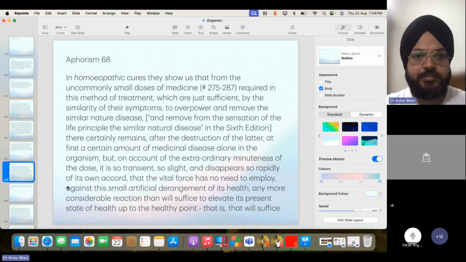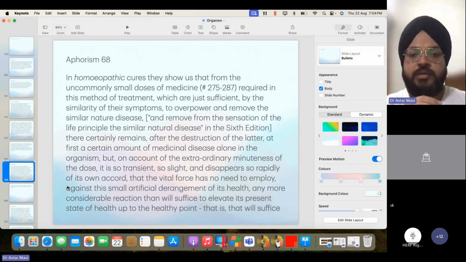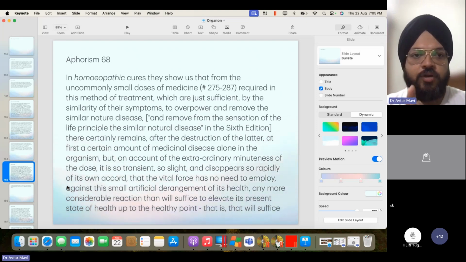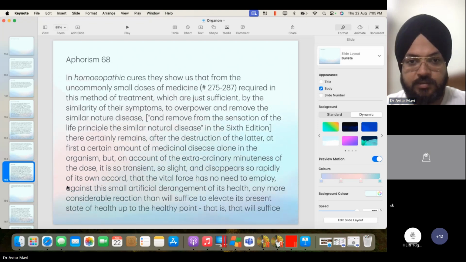So aphorism 68. In homeopathic cures, they show us that from the uncommonly small doses of medicine, we will again talk about this in aphorisms 275 and 287, where we will talk about the doses of the medicines, required in this method of treatment, which are just sufficient by the similarity of their symptoms to overpower and remove the similar natural disease.